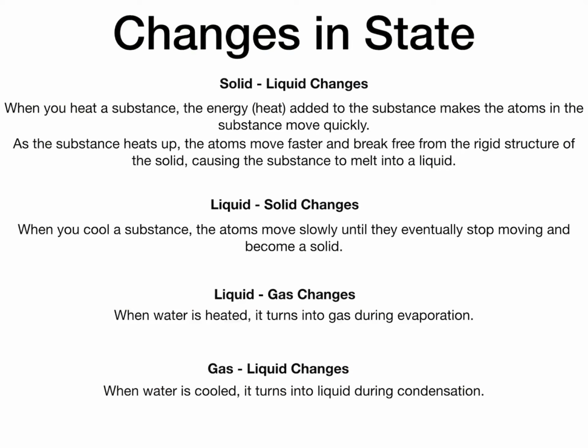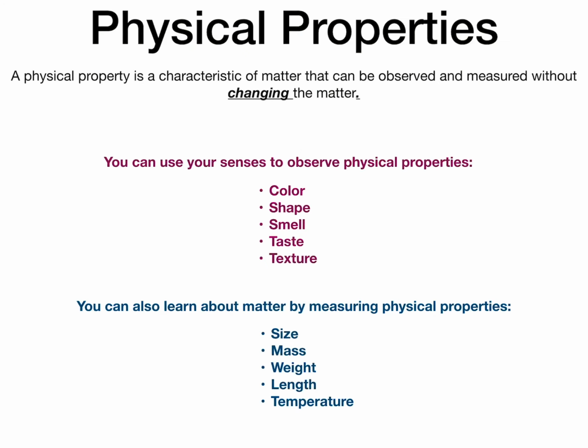Liquids go into a solid when you cool a substance: the atoms start to move more slowly, and eventually they stop moving completely and become a solid. For a liquid into a gas, the liquid is heated, and then it's going to turn into a gas during the process of evaporation. For gas into a liquid, the gas is going to cool, and it's going to turn into a liquid during condensation.